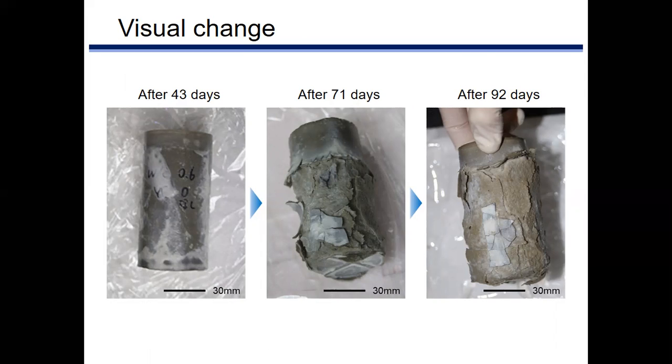These figures show visual change of the specimens immersed for 43, 71, and 92 days. After 43 days, the specimen maintained its original shape and white precipitate was formed on the surface. After 71 days, the specimen was seriously damaged. Some part of the surface was scaled, and it became soft and mushy. After 92 days, the damage of the specimen became more pronounced.